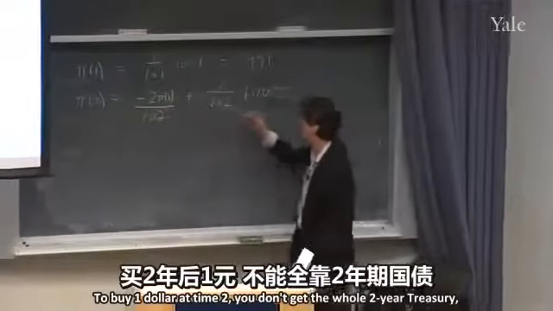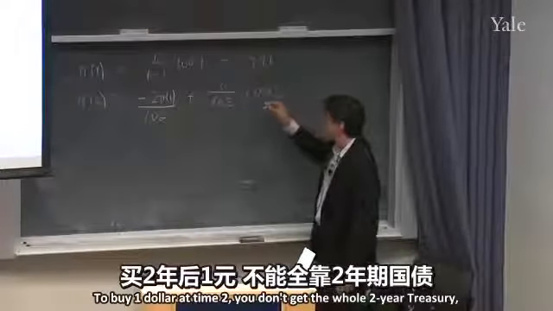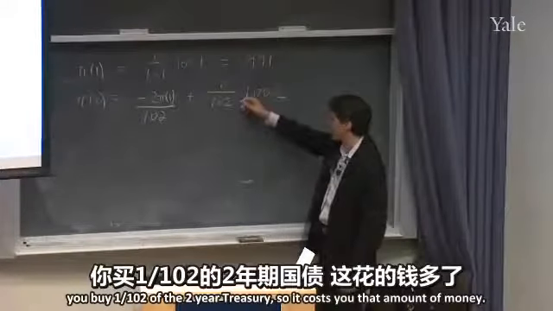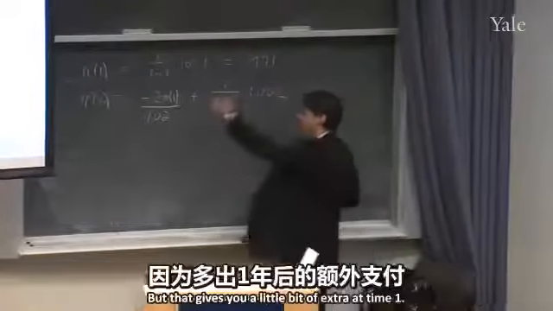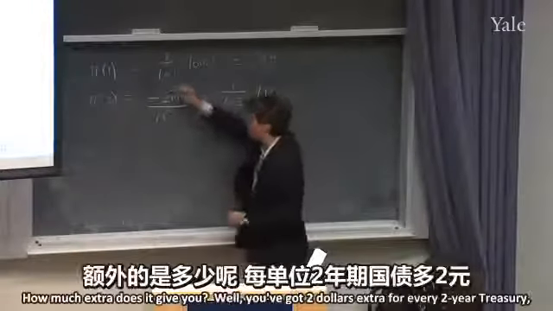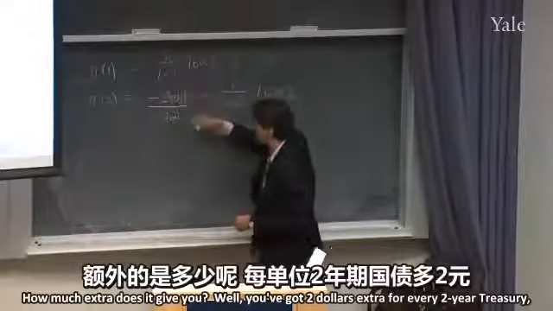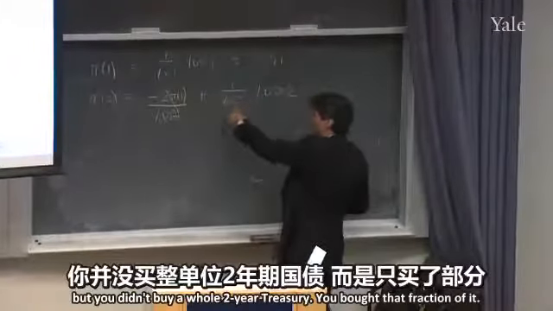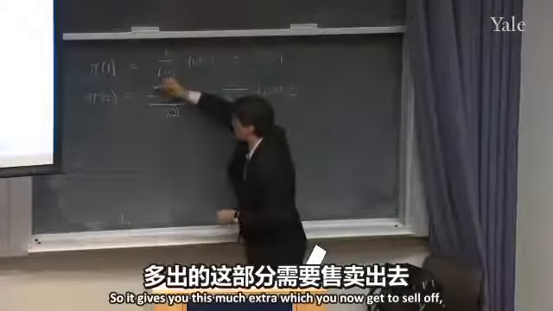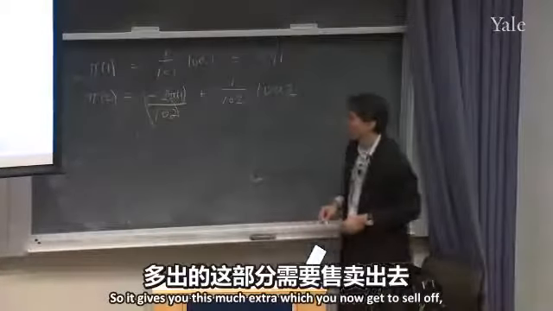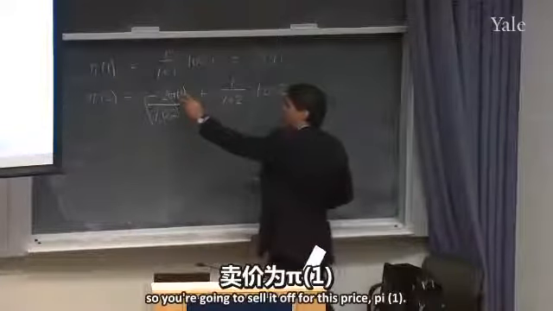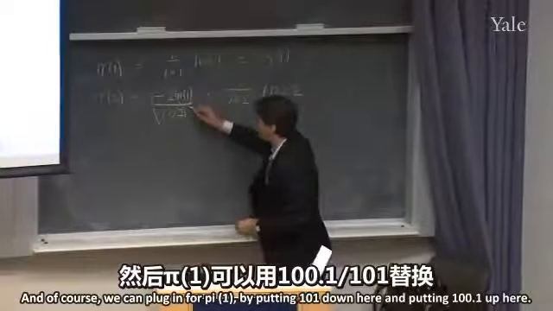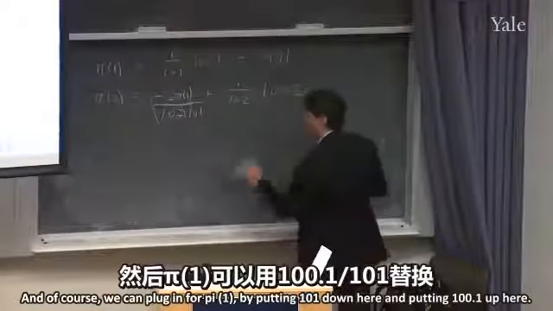To buy $1 at time 2, you don't get the whole 2-year treasury. You buy 1/102nd of the 2-year treasury, so it costs you that amount of money. But that gives you a little bit of extra at time 1. How much extra does it give you? Well, you've got $2 extra for every 2-year treasury, but you didn't buy a whole 2-year treasury. You bought that fraction of it. So it gives you this much extra, which you now get to sell off for this price, pi 1. And of course, we can plug in for pi 1 by putting 101 down here and putting 100.1 up here.